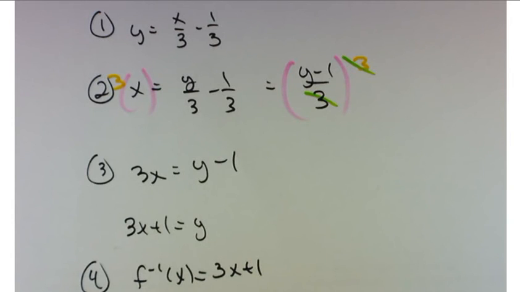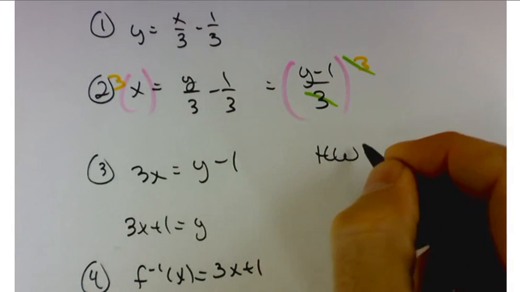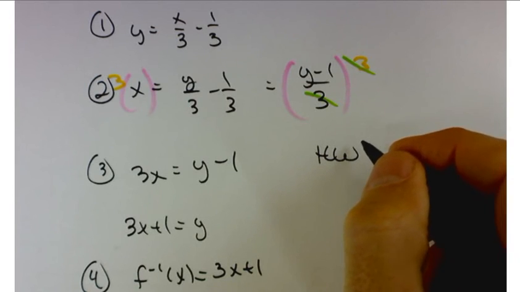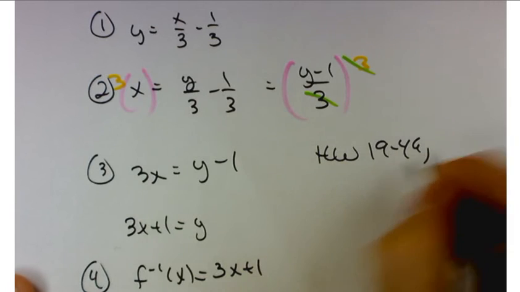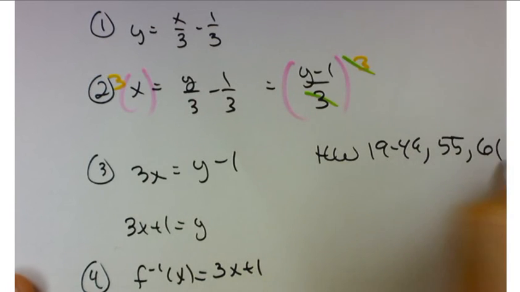Is there anything else on section 11.2 or are you comfortable with putting that one in the books? For homework, try 19 through 49, 55, and 61. Those are just the odds in that section 11.2.